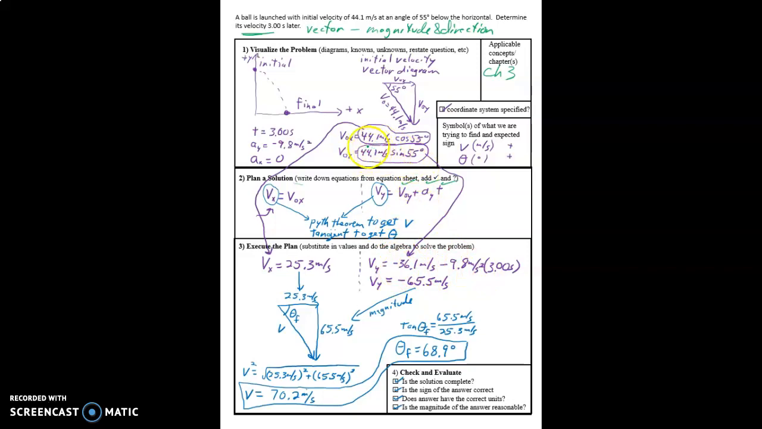Now, here we solved for the magnitude, 44.1 meters per second times sine of 55 degrees. We know it's downward, and we picked up to be our positive y direction, so that means we need to put a negative sign right here. We get Vy equals negative 65.5. And a lot of students will stop here.